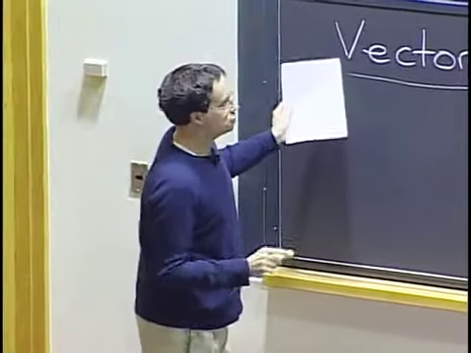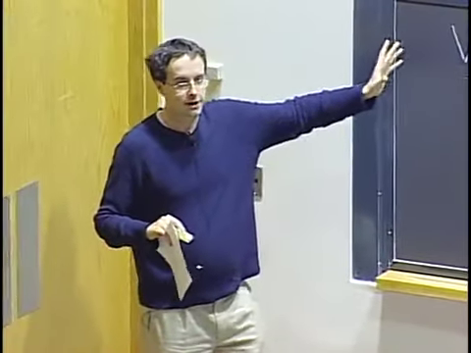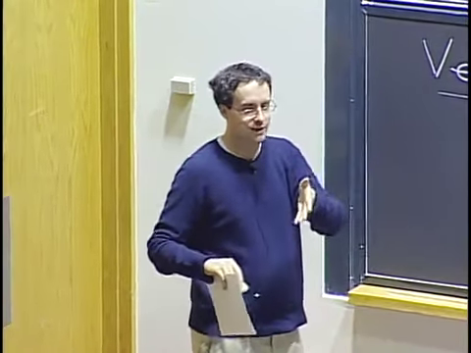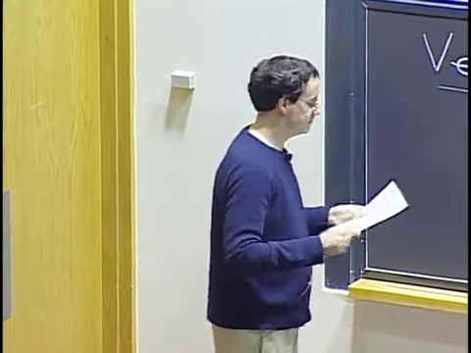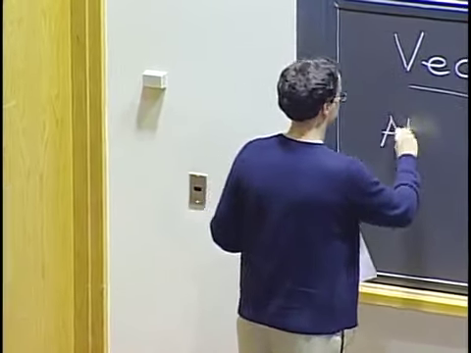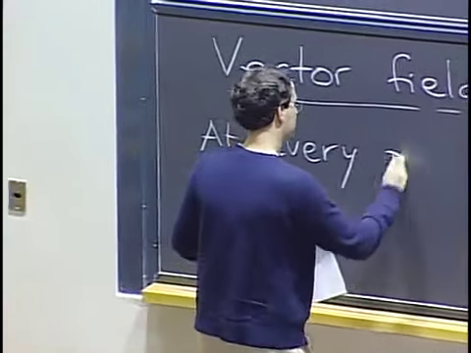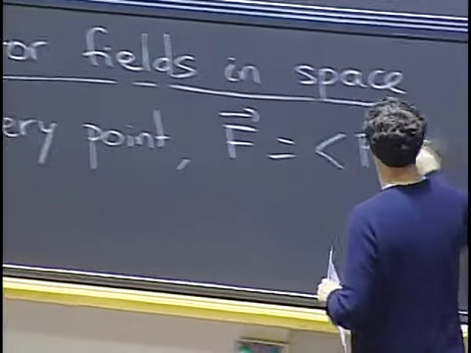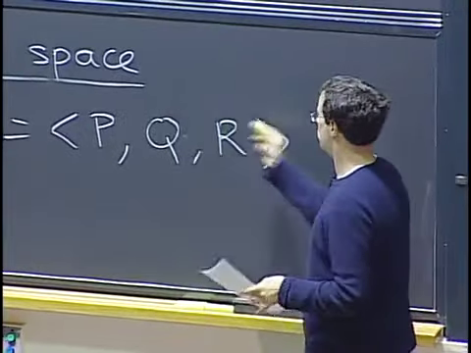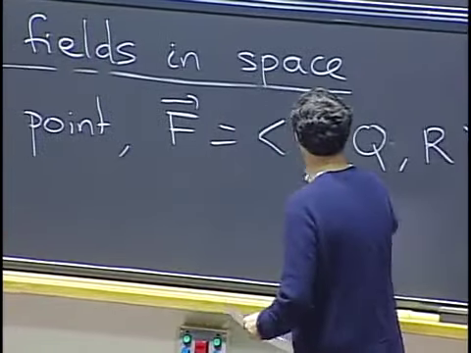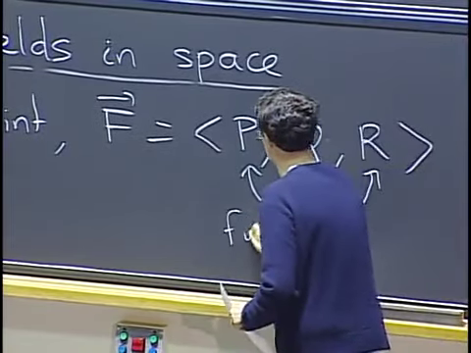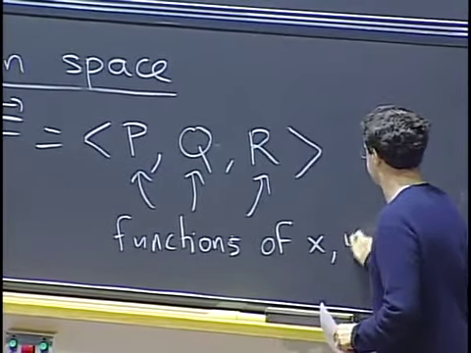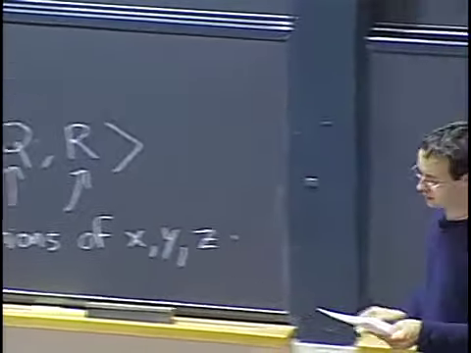So just to remind you, a vector field in space is just the same thing as in the plane. At every point you have a vector, and the components of this vector depend on the coordinates x, y, and z. Let's say the components might be P, Q, R, or your favorite three letters, where each of these things is a function of the coordinates x, y, z.